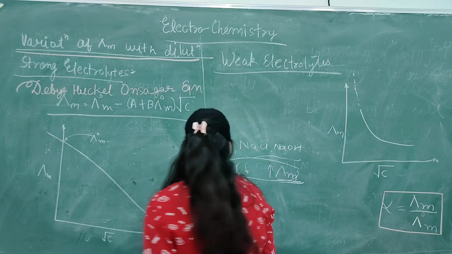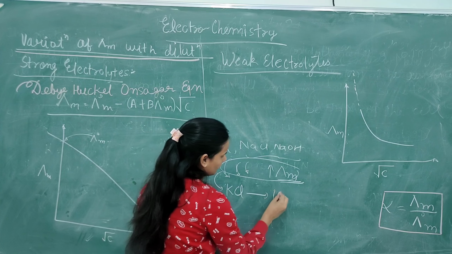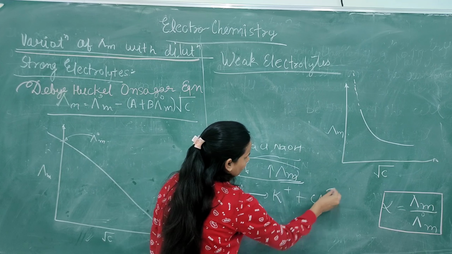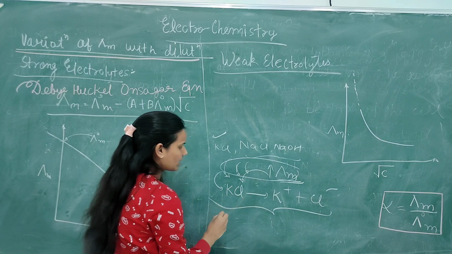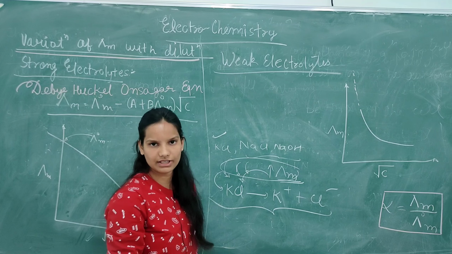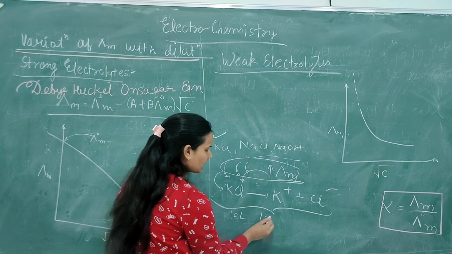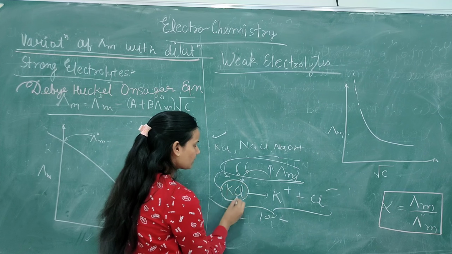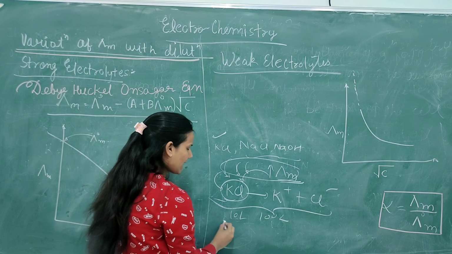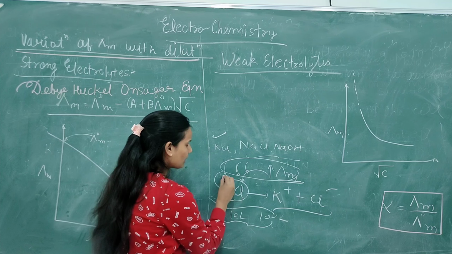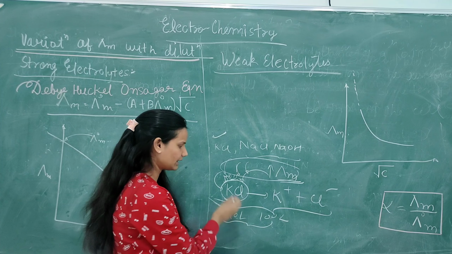Now, if I am talking about a strong electrolyte, suppose KCl, K positive plus Cl negative, completely dissociated. Even if I add a lot of water in it, it is already completely dissociated in the solution. Whether I take 10 liter water or 100 liter water, a particular amount of KCl is already completely dissociated. So dilution will not affect the degree of dissociation of the electrolyte.